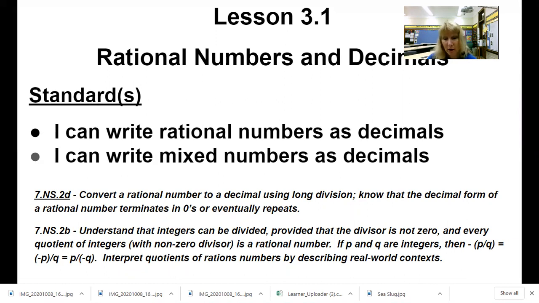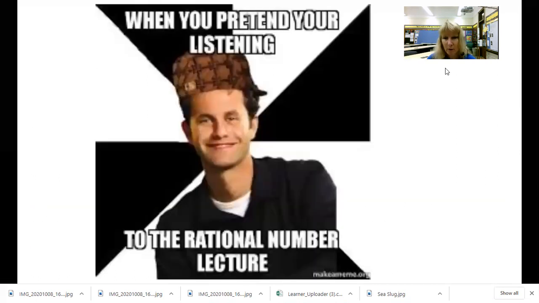If p and q are integers, then negative p divided by q is equal to p divided by negative q, which is equal to negative p divided by q. That's just basically saying that you can put the negative sign on either number. Interpret quotients of rational numbers by describing real-world contexts. All right, I'm going to minimize myself.